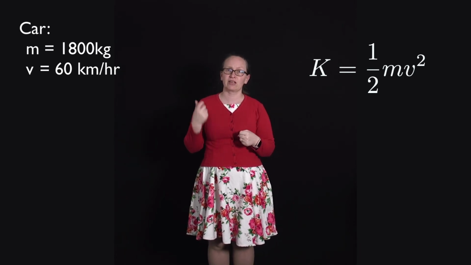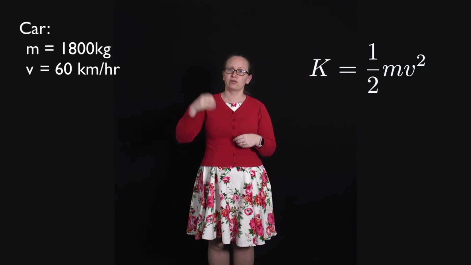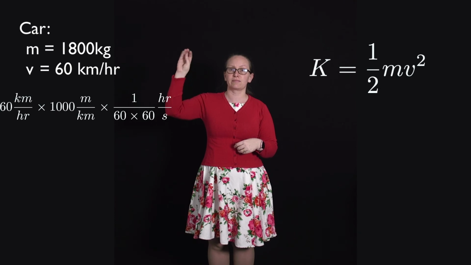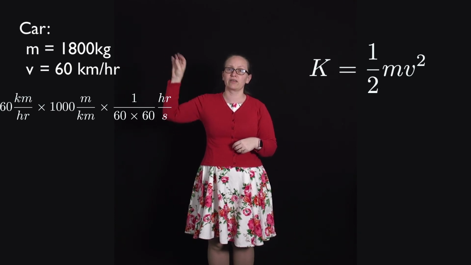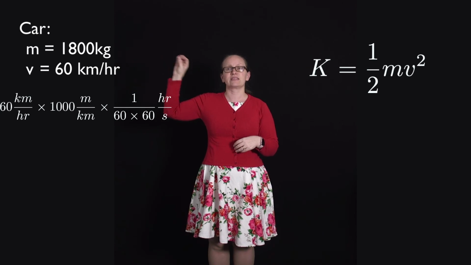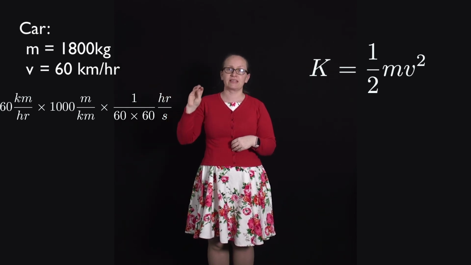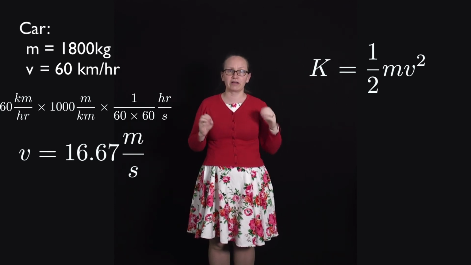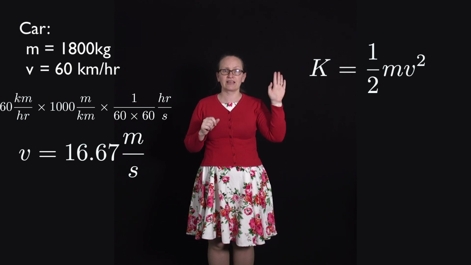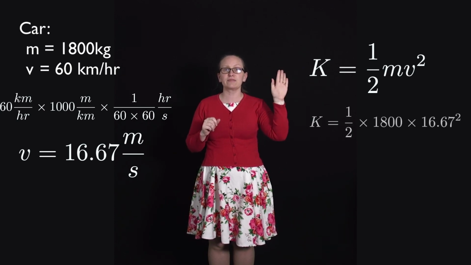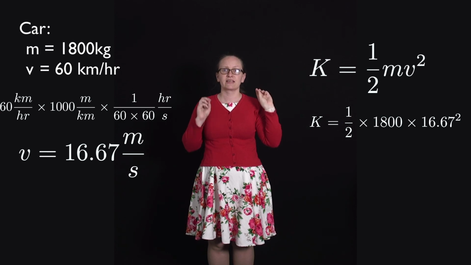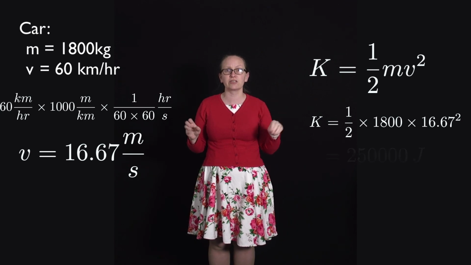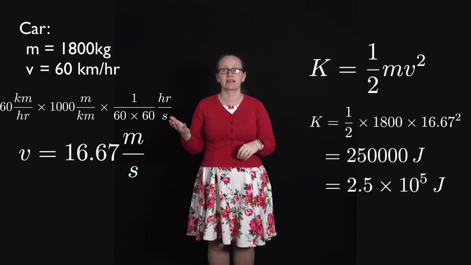Our first step is to calculate the speed in meters per second. The velocity is equal to 60 kilometers per hour, and then if we times this by 1,000 meters in a kilometer, and then times 1 over 60 times 60 hours divided by seconds, we end up with 16.67 meters per second. Now we can put that back into our original equation for K. The kinetic energy K is equal to a half times the 1,800, which is the mass, times 16.67 squared. And this gives us 250,000, which we can write as 2.5 times 10 to the 5 joules.